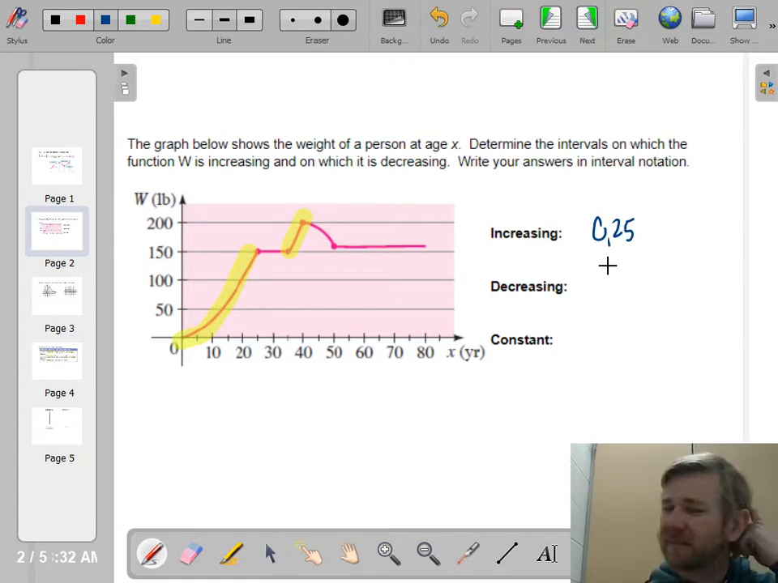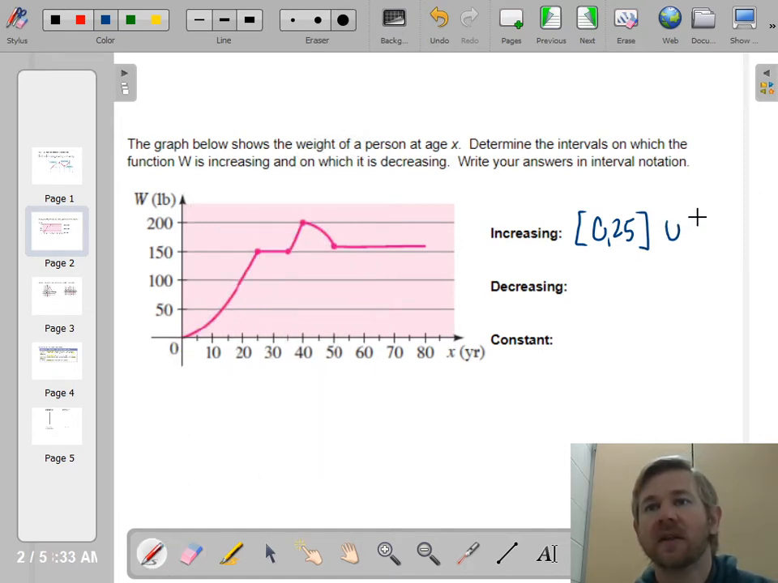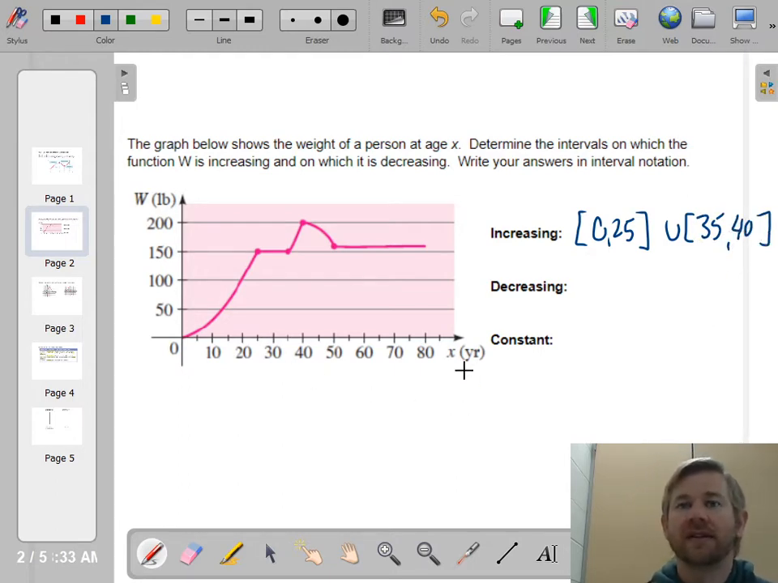Now there are some different ways we can use this notation, but we're always going to use brackets unless it's going to infinity. So from 0 to 25 it's increasing, and then from here to there it's also increasing, so that would be from 35 to 40 as well. So we'll say union 35 to 40. That says there are two intervals in which this function is increasing: from 0 to 25, that interval, and then from 35 to 40, that interval. So that's where it's increasing.